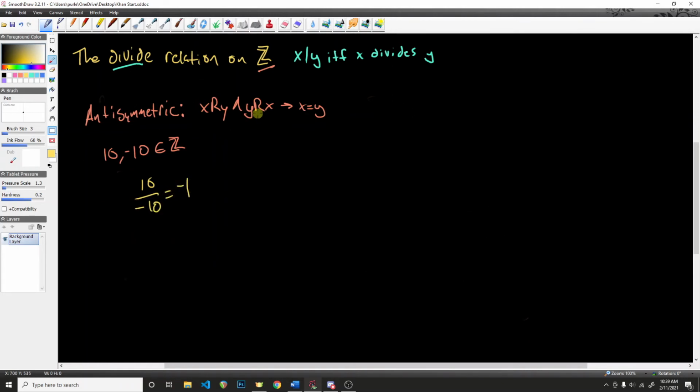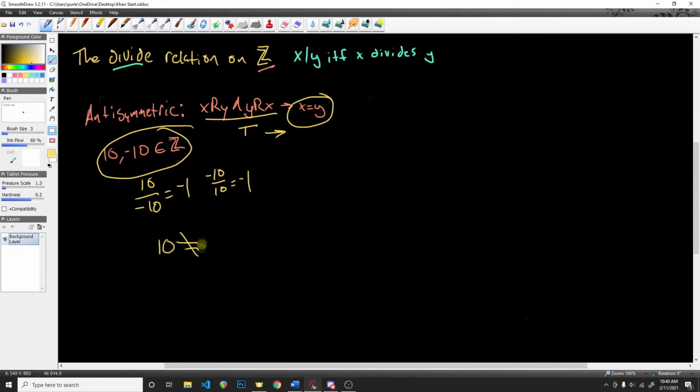and it has to be the case that y is divisible by x. So again, negative 10 divided by 10 is equal to negative 1. So it is in fact true. We have that this premise is true. But for it to be anti-symmetric, we're saying that when this is true, it is always true that x is equal to y. But we can see clearly that 10 is not equal to negative 10. So this is a proof that it is not anti-symmetric.